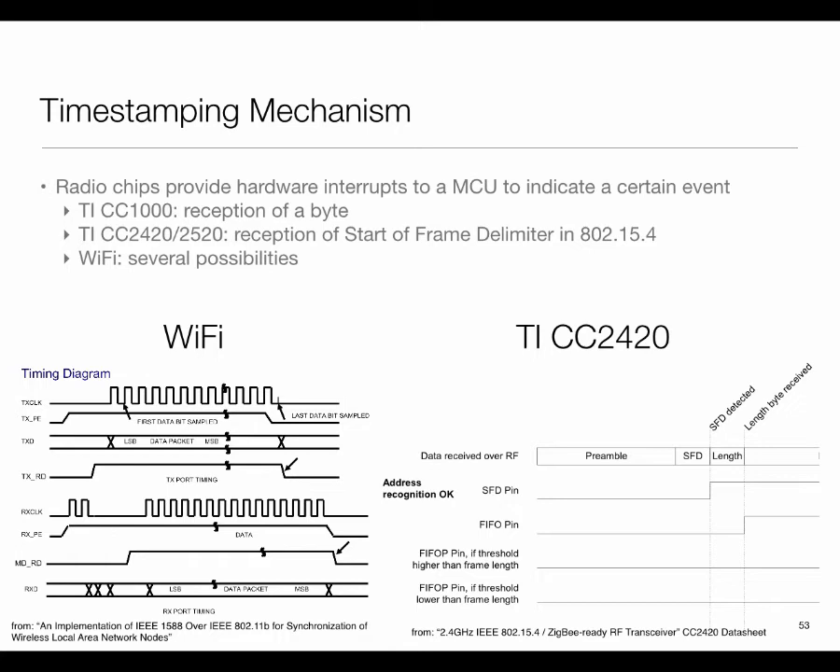So this is the start of frame delimiter signal, which the TI chips give out. The idea is that you can monitor this. It is sent out at a particular point in the receive packet.